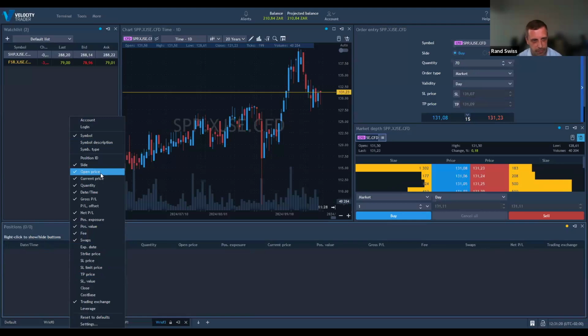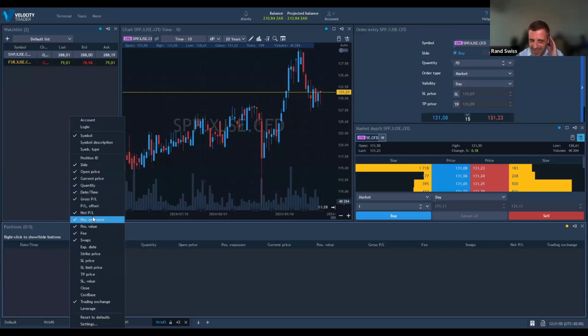So if I were to buy SPAR now, it would say my open price was 131.23. Current price, whatever the last traded price was. Quantity, that's how many CFDs you traded. Date and time, I like that. It just shows you for how long the trade has been open. Gross profit or loss, that is your profit or your loss before fees. Then you get your net profit and loss. That is your net profit or loss after fees.